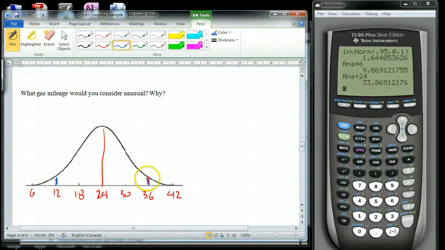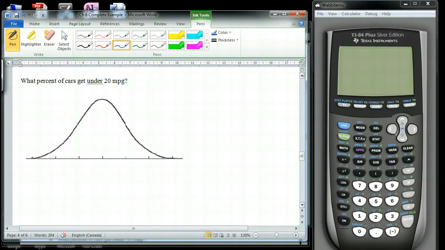So if you consider two standard deviations unusual, you can say that anything over 36 or under 12 would be unusual because that's two standard deviations away. Or if three standard deviations is unusual, you can say something like more than 42 miles per gallon or less than 6 miles per gallon would be unusual. Again, there's no right or wrong answer. If the point's in here or in here, I wouldn't really call it unusual. So anything outside the second standard deviation would be unusual.